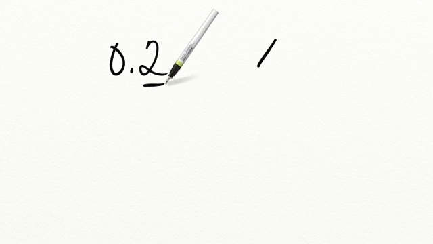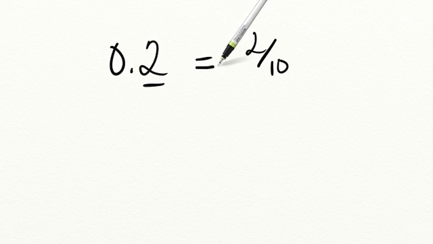And since the tenths place is our denominator, we're going to put tenths in the denominator's place. And since we have two of them, we represent our numerator as 2. So 0.2 is equal to 2/10. Want to look at another one?